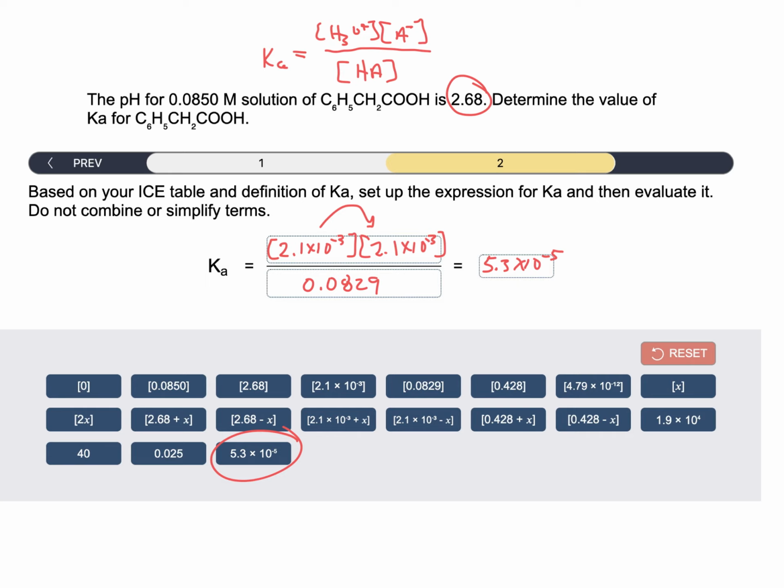So hopefully that helps with the ICE table, and hopefully it helps to see what they were asking for. As I said, many of the students filled this out in terms of X, and you filled it out correctly in terms of X, but they were just looking for what were the concentrations of each of those species in that equilibrium. So again, this was question 6 from chapter 14, part 2, homework. Let me know if you have any other questions, and I'll be happy to work through a solution for you.